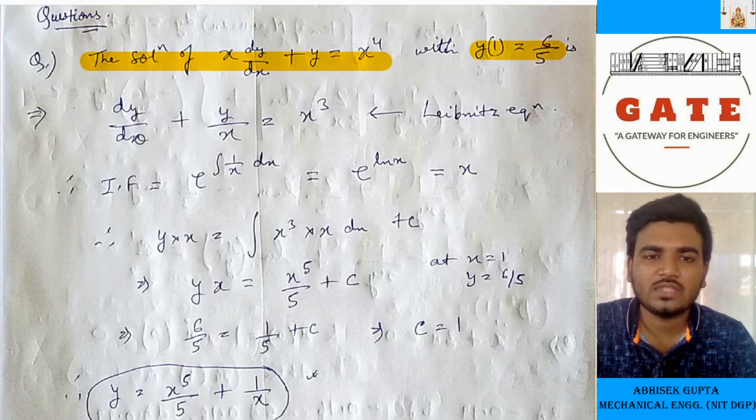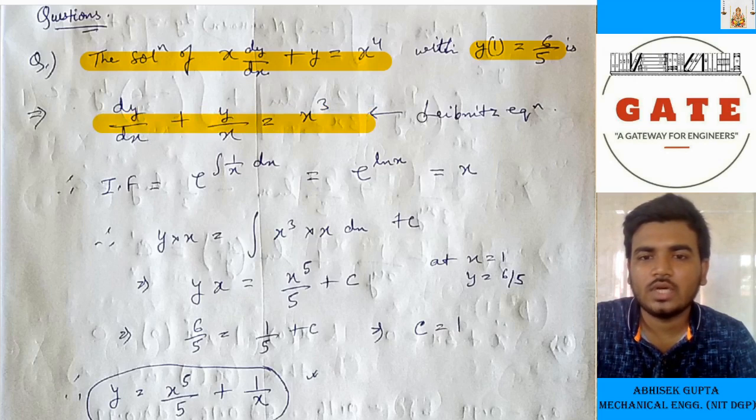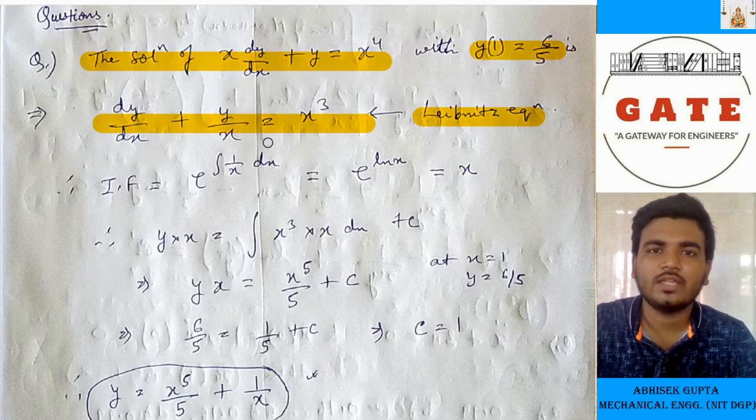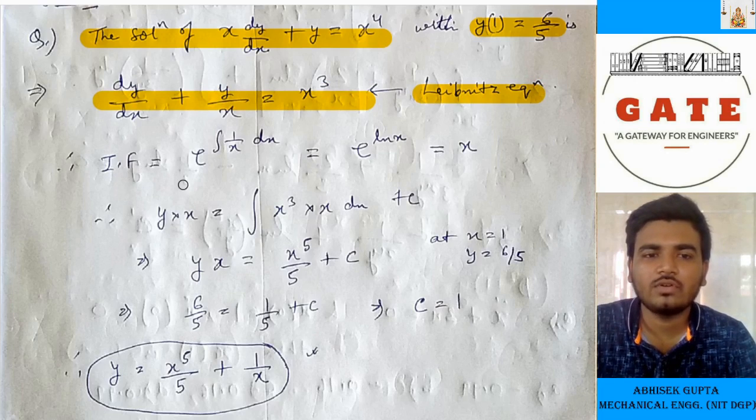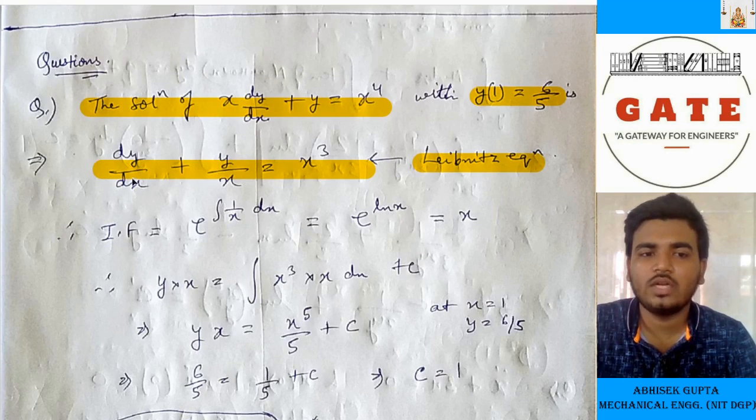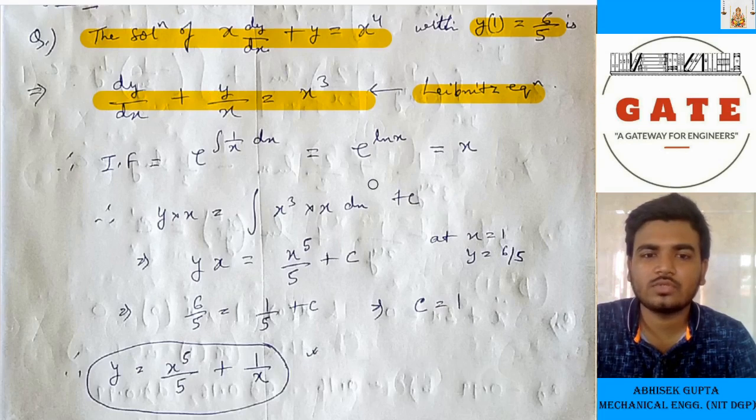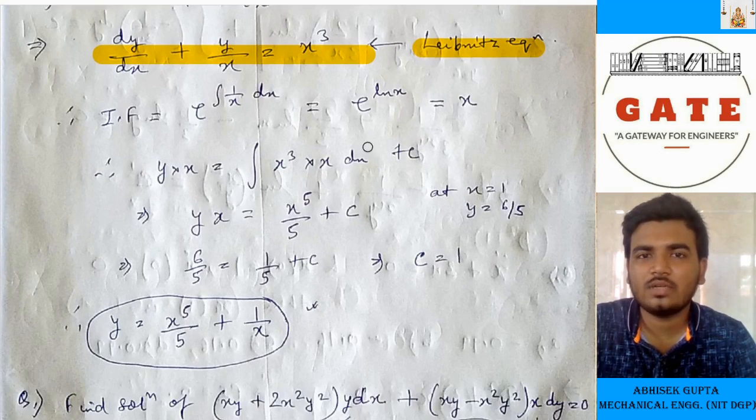See here, after seeing this, you have to write it like this: dy/dx + y/x = x^3, and this will give you the Leibniz equation. And you remember how to solve the Leibniz equation by finding the integrating factor, IF equal to e^(∫1/x dx). See, this is the form dy/dx + (1/x)y = x^3. Here p equal to 1/x and q equal to x^3. So e^(∫1/x dx) equal to e^(ln x), which is equal to x.